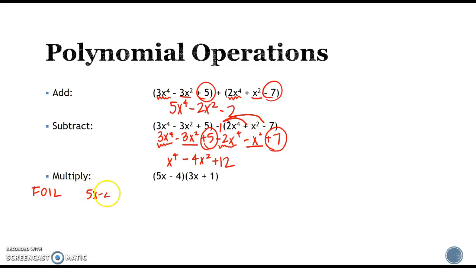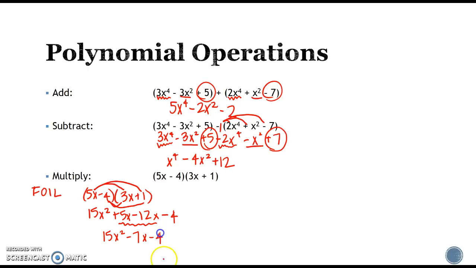Okay, so I'm just going to rewrite it. 5x minus 4 times 3x plus 1. Okay, the concept of FOIL is that I'm taking everything in my first parentheses and multiplying it by everything in the second. So I'm going to start with 5x times 3x to get 15x squared, 5x times 1 to get 5x, negative 4 times 3x, negative 12x, and negative 4 times 1, negative 4. Then we just combine our like terms, which the only ones I have are positive 5x and negative 12x. So then I'm going to get 15x squared minus 7x minus 4.